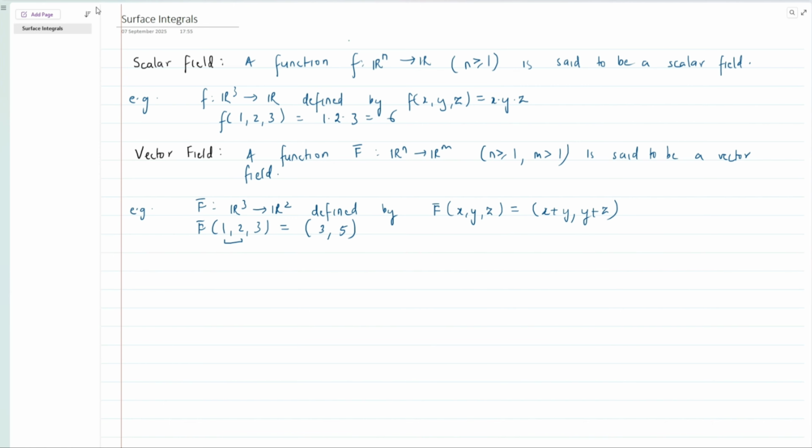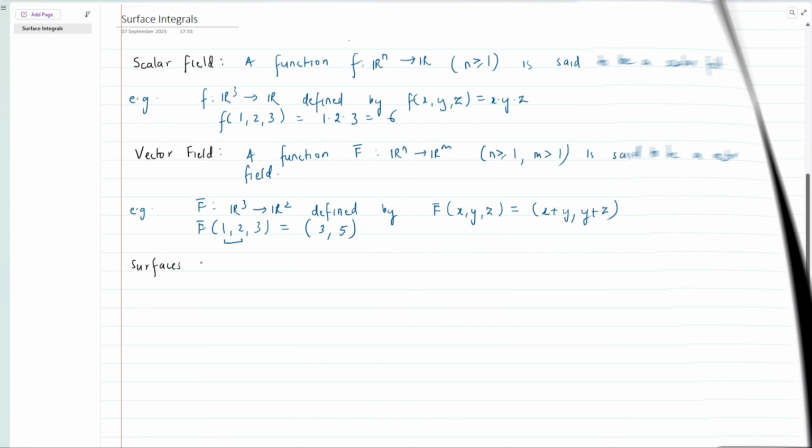Now again, we got to talk about surfaces. So let's introduce what surfaces in R3 are. Let us consider a two variable function. So let me define f from R2 to R. So we have taken a scalar field, and let me say f of x comma y gives us x square plus y square. We can also rewrite the same function as z is equal to x square plus y square. And as we know that every function has a graph, the graph of this function is going to be in R3.